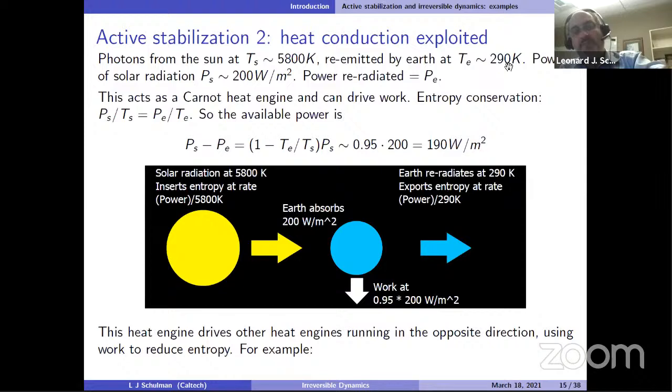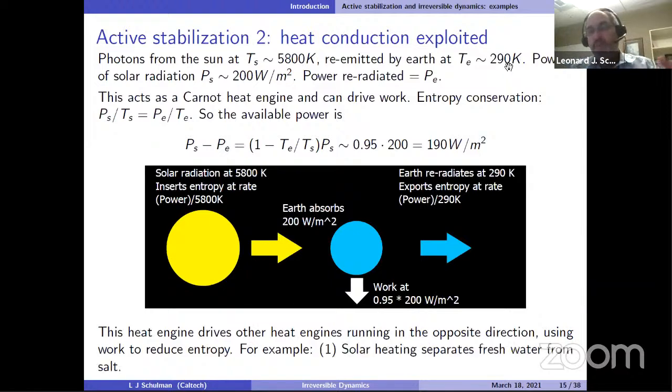So if you take the power being absorbed from the sun minus the power re-radiated to outer space, you factor it out as 1 minus the ratio of the temperatures times the power. And what you're left with is about 190 watts per meter squared. Okay, and if you look at that white arrow down at the bottom of my kind of true to life picture that I've drawn there, that's the work, that's the power that's left over to run all kinds of interesting processes on planet Earth.